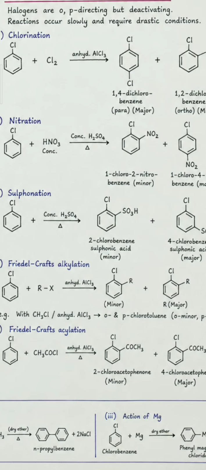Next one is the Friedel-Crafts acylation. When chlorobenzene is treated with the acetyl group in the presence of anhydrous AlCl3, it gives 2-chloroacetophenone as minor and 4-chloroacetophenone as major. Example, when chlorobenzene is treated with CH3COCl, acetyl chloride, in the presence of AlCl3, it gives 2-chloroacetophenone as minor and 4-chloroacetophenone as major.